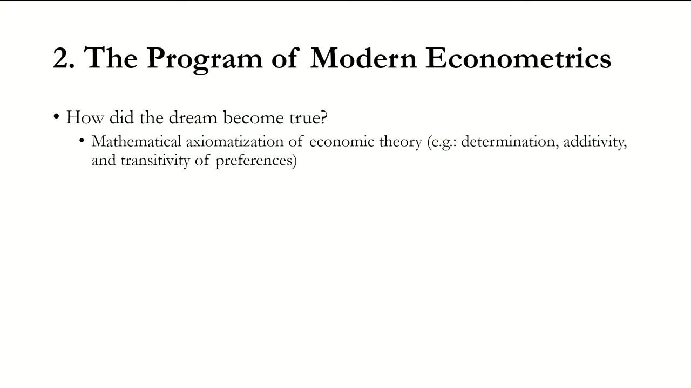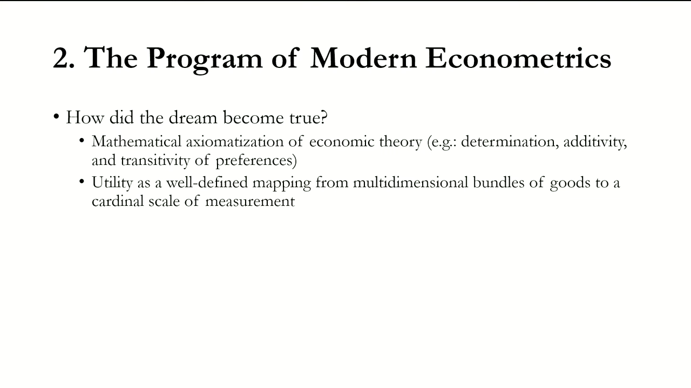You might wonder, how did that happen? How did the dream become true? If you look into the development of economics in the 20th century, we have, of course, a mathematization of economic theory. We have a mathematical axiomatization of microeconomic theory, for example. And you learn about this under the terms of completeness, additivity, transitivity of preferences, for example, in microeconomic theory. And if you study economics at the university level, you learn about utility as a mapping of multi-dimensional bundles of economic goods to a cardinal scale. And it is really a cardinal scale, even though in the first chapters it's always introduced as ordinal. But once we get to the important applications, it's always cardinal. So don't be fooled by them introducing it as ordinal and then moving on to analyzing it in a cardinal manner.